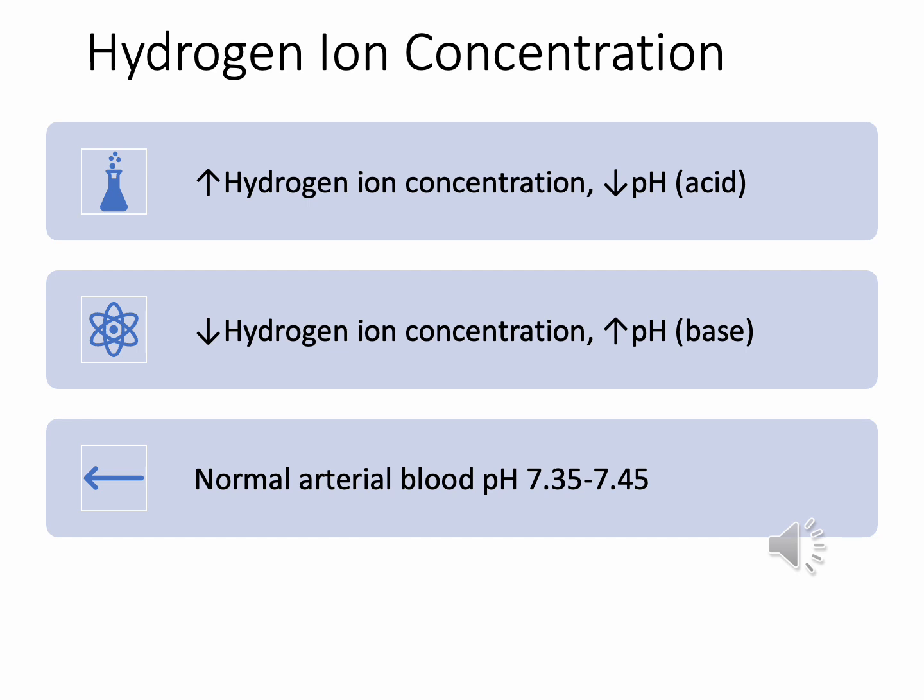The normal arterial blood pH range is 7.35 to 7.45. A pH level below 6.8 or above 7.8 is considered incompatible with life. Because cell function becomes seriously impaired, those numbers would result in death.